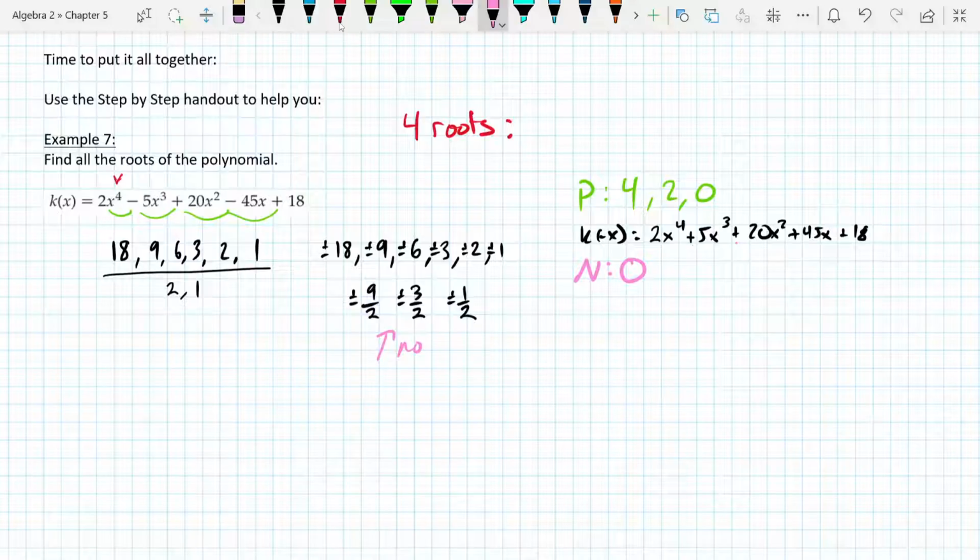From this list, I said there were 18 possibilities because of plus or minus. With no negatives, I just cut all those in half. Nice.